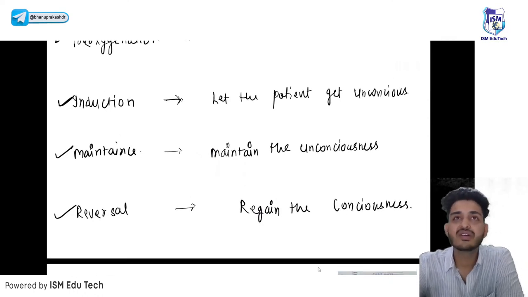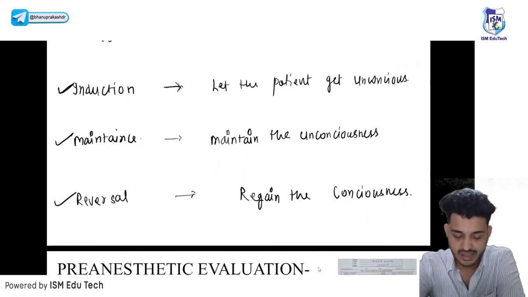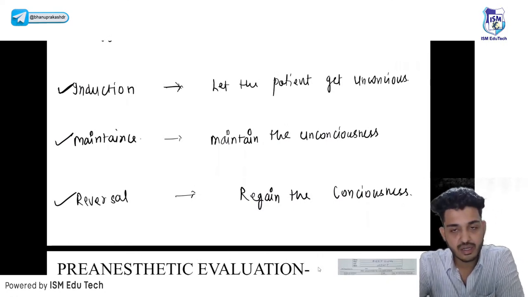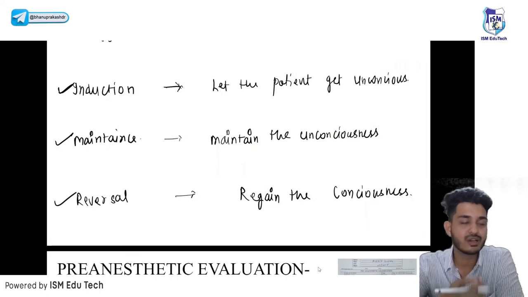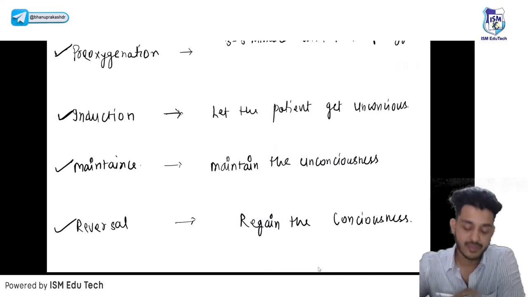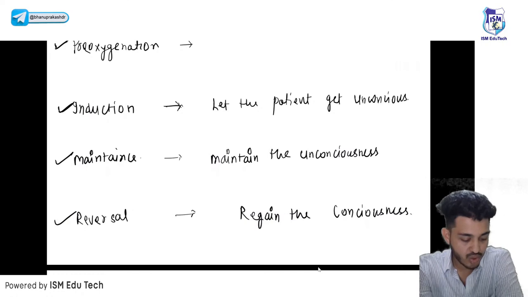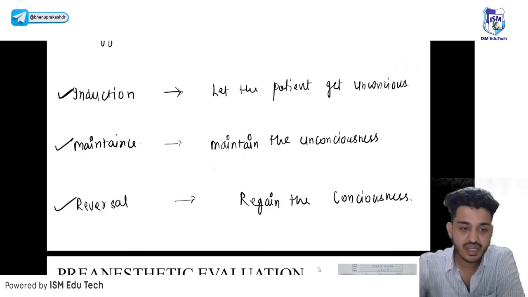Whenever someone is coming to you, for example, if you are a surgeon and some patient is coming to you for, let's say, cholecystectomy. Okay, now what will you do? You will not directly operate. You will send the patient to the anesthesia department. In the anesthesia department, they will give you clearance that the patient is fit for the surgery. And that thing is known as pre-anesthetic evaluation.